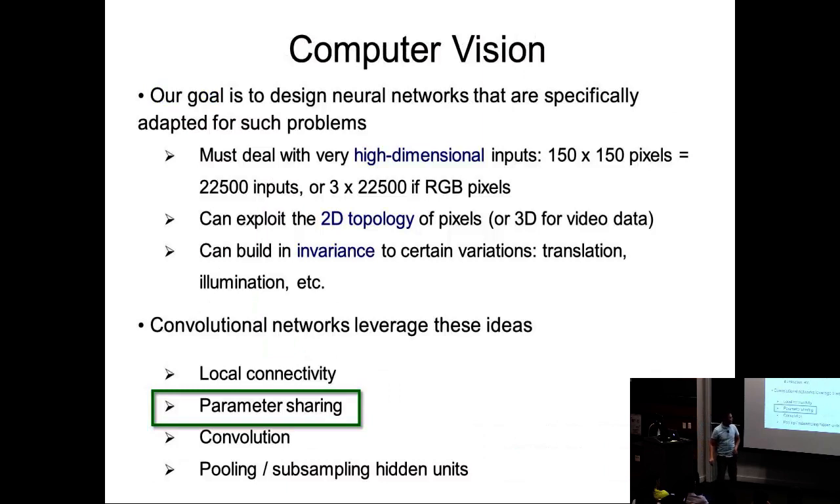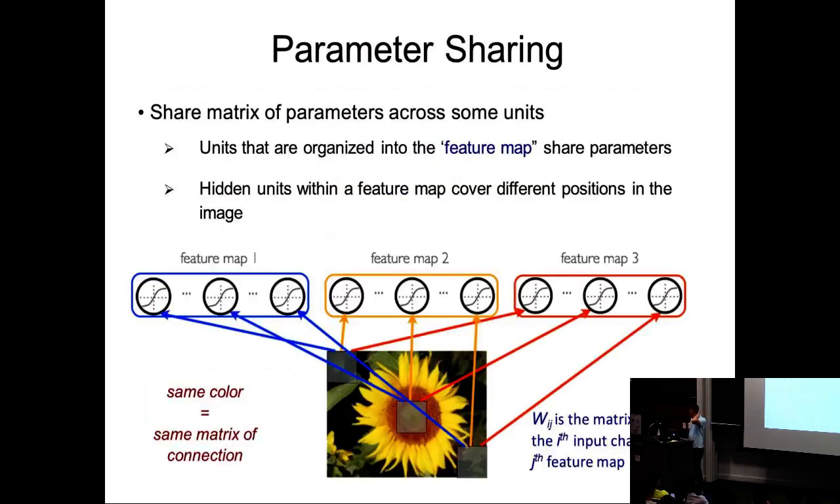Let's look at parameter sharing. Parameter sharing is another idea that was introduced in the early 90s, I think by Yann LeCun, to share the matrix of parameters across hidden units. Okay? So what you want to do is organize the hidden units into feature maps.